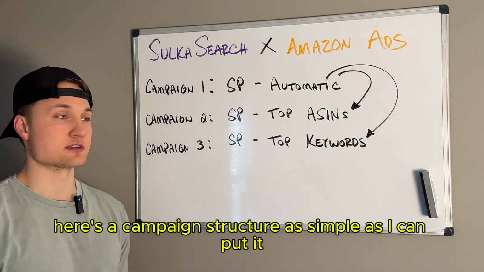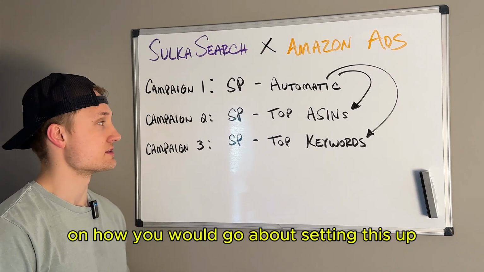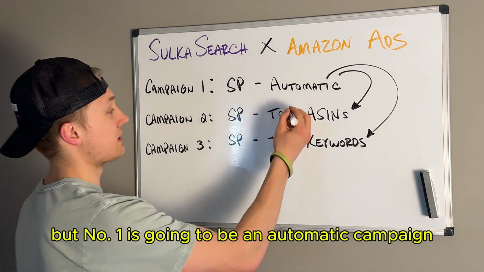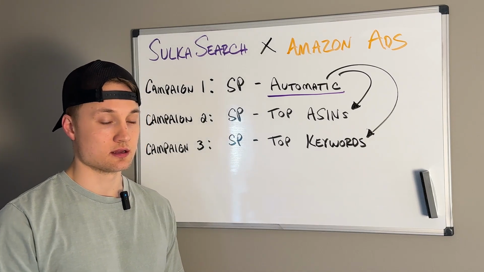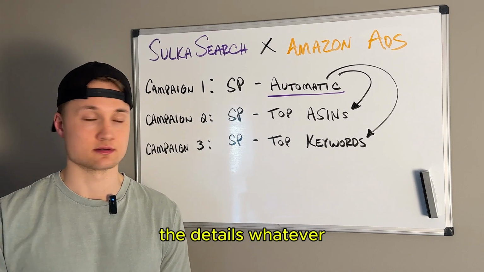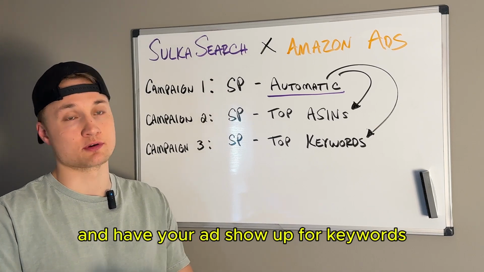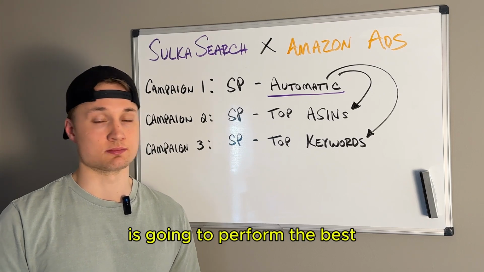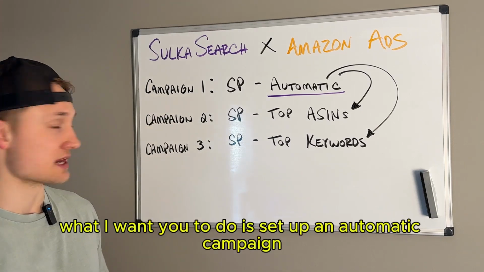Here's a campaign structure as simple as I can put it. I'm going to show a demo, or somewhat of a demo, on how you would go about setting this up and making these campaigns. But number one is going to be an automatic campaign. An automatic campaign basically allows Amazon to crawl your product page, the description, the title, the details, and have your ads show up for keywords and on other product pages based on what Amazon thinks is going to perform the best, or what Amazon thinks is the most relevant. So what I want you to do is set up an automatic campaign.